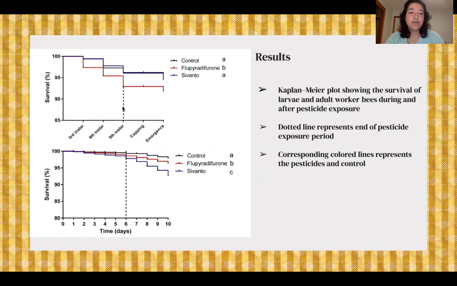And what is important to note in this figure is that the survival rate significantly decreased for the flupyradifuron beginning at the third instar. You can see the distinct line separation between the control and the Sivanto and the flupyradifuron. And even after the exposure period had ended, the effects were still there for the flupyradifuron exposure, and the survival rate continuously decreased.